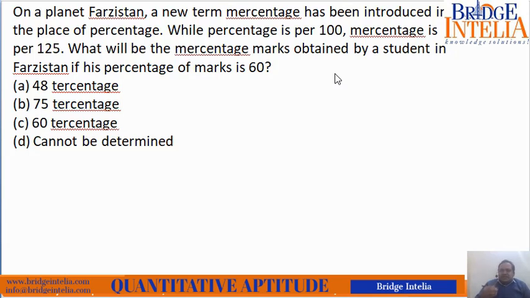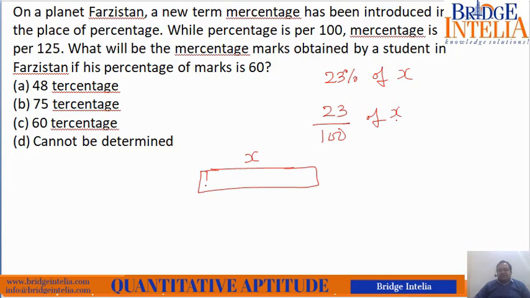So let's understand what is being conveyed here. So what is meant by percentage? If we say 23% of x, so basically we are referring 23 by 100 of x. That means if we break x into 100 parts, then we are referring to 23 such parts. So 23 parts out of 100. So our mathematics is based upon referring something out of 100.